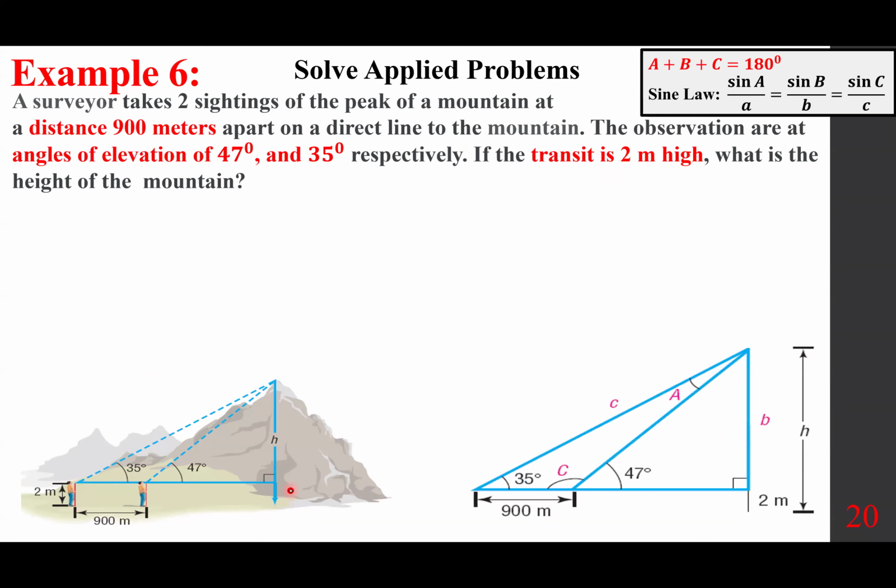So I hope you realize that the height of the mountain is h plus 2. If you were to draw this, this is 35 degrees, this is 47 degrees, this is 900 meters. If we call this capital C, this is lowercase c, this is lowercase a, and this is h, the entire distance from the peak to the ground. We know the transit is 2 meters high, so this is 2 meters and b. So what is the height equal to? b plus 2. If we can find b, we are done. We just add 2, and that becomes the height.